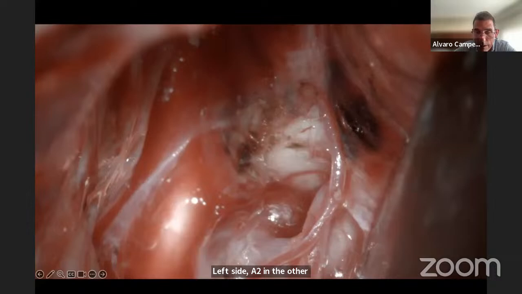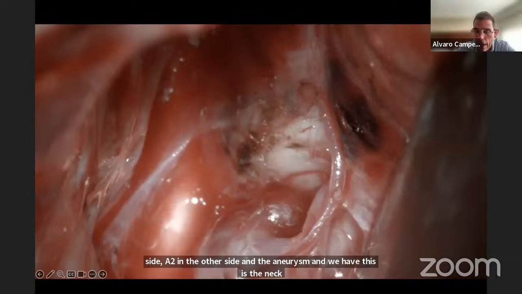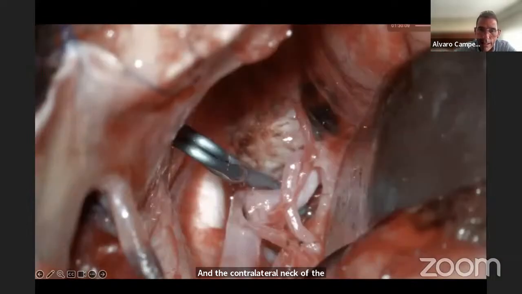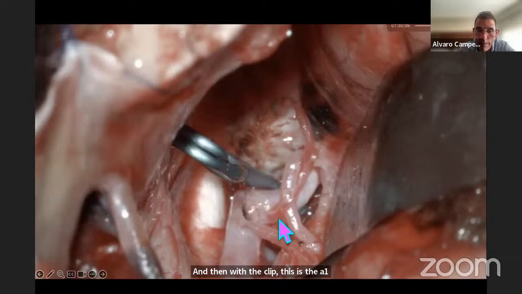And we have the neck and the contralateral neck of the aneurysm. And then with the clip, this is the A1, A2 ipsilateral, on the other side the A2 contralateral, and so on.